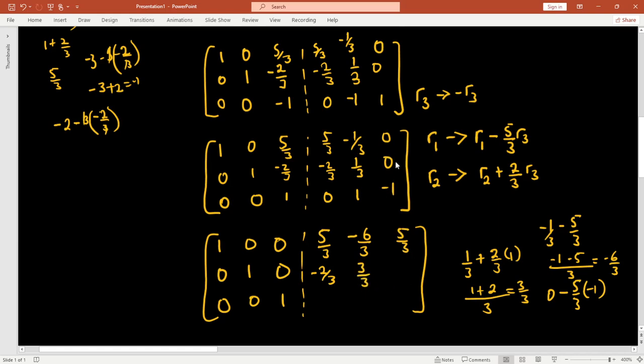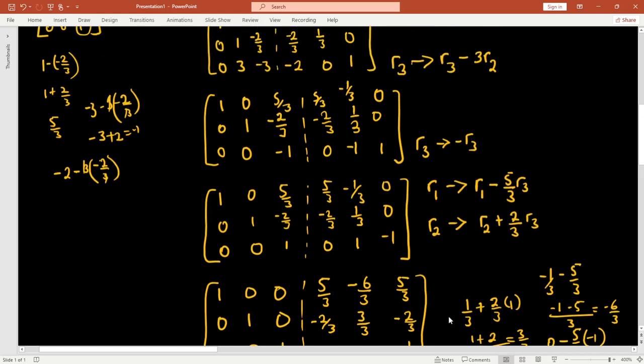Then here we have a 0 here. So now we're going to say 0 plus 2 over 3 by negative 1 here. So this will just give us negative 2 over 3 here. So we have a negative 2 over 3 like this. Then below here we have 0, 1 and negative 1 like this.